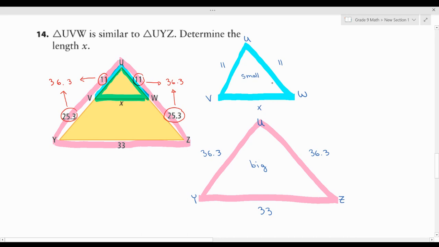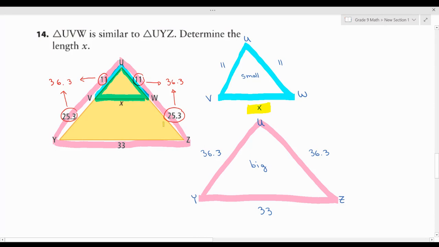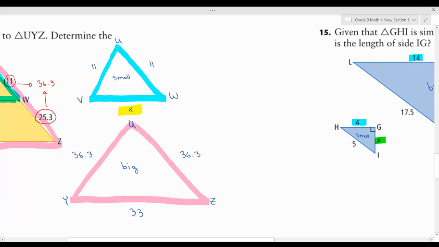There's a side of 11, and we're trying to figure out the length of x, so I'm going to highlight that in yellow. Then I highlighted this in pink, and then I realized it gets super busy, so I drew it out again to make it easier to read. What you have to be careful about is this length here: it's 11 plus the 25.3, so this whole length is 36.3. Same thing here, it's 11 plus the 25.3. Once I do that, I can ignore the original and just focus on small versus big.